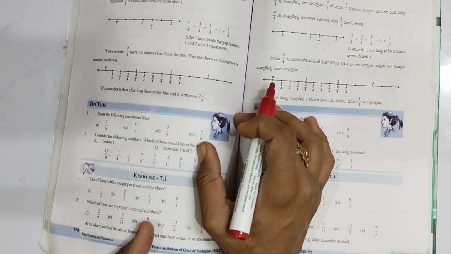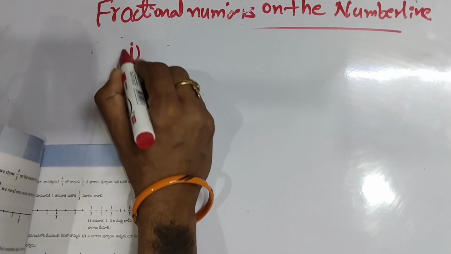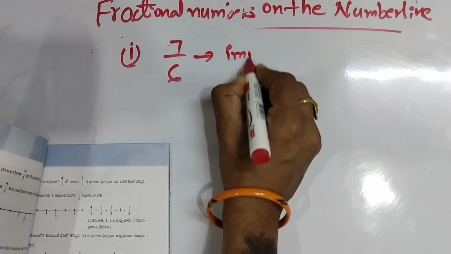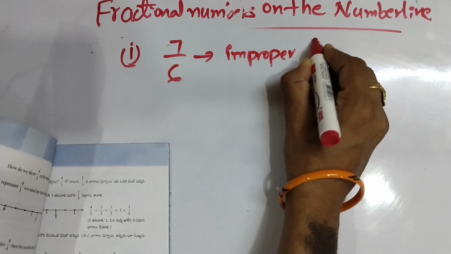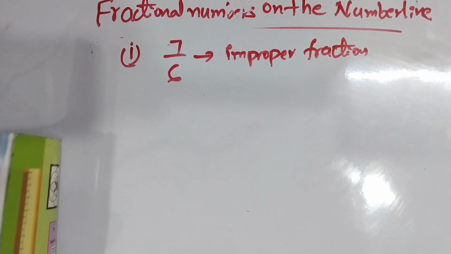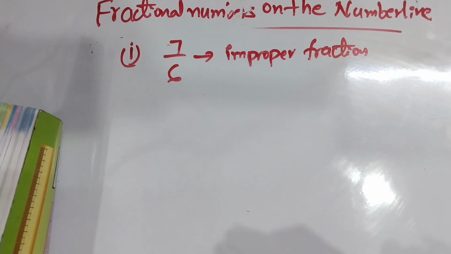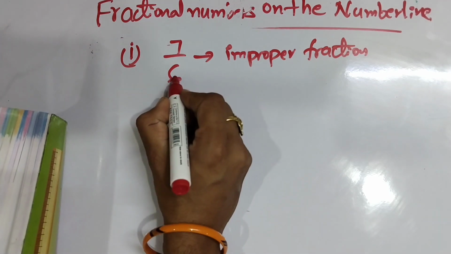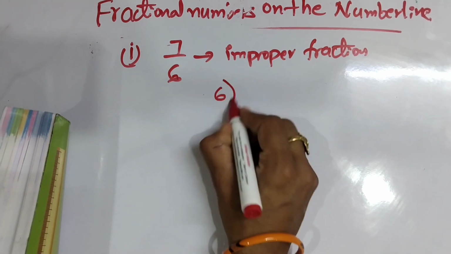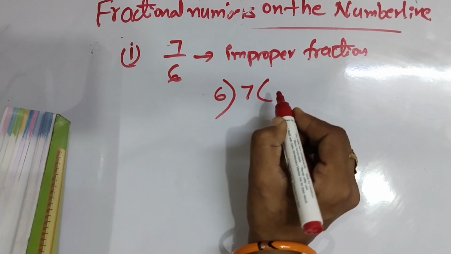Okay, 7 by 6, is this an improper fraction or a proper fraction? We have to decide first. 7 by 6, this is an improper fraction. So when the given fraction is an improper fraction, this method is different from a proper fraction. At first we have to divide the numerator with the denominator.